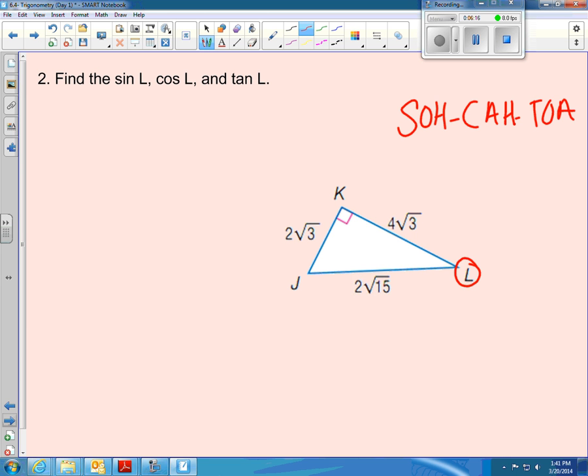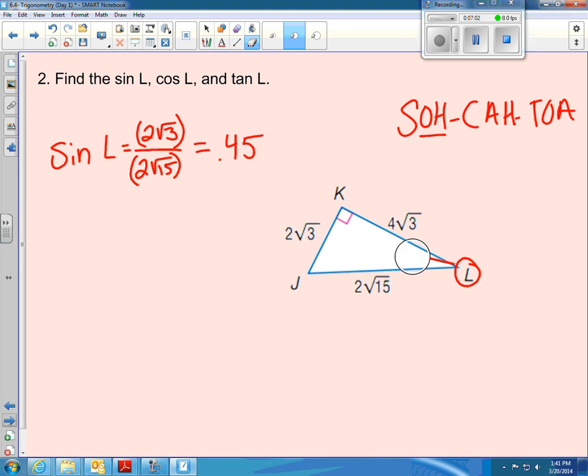The sine of L. So we're looking opposite over hypotenuse. Opposite of L is our, oops, let me fill this in. 2 square root of 3 over our hypotenuse, which is our 2 square root of 15. Okay, and then let's just divide those and give them as decimal places. 2 square root of 3 divided by 2 square root of 15. If you're typing it all in one, make sure you're putting some parentheses in. All right, 0.447. So let's round that to 0.45.